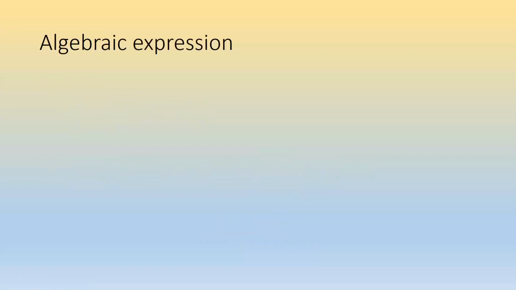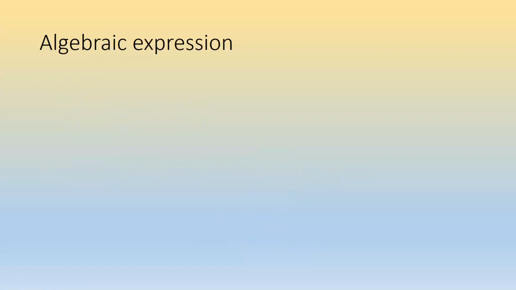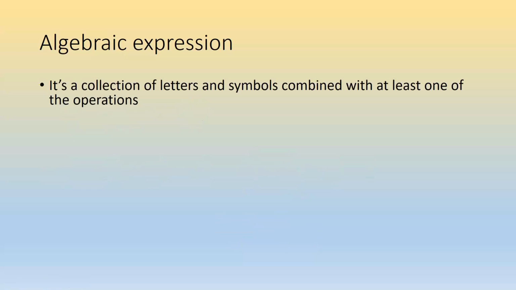So now that we have looked at fractions and the operations and how to do it, we'll move on to algebraic expressions. We are saying that it's a collection of letters and symbols combined with at least one of the operations. So you can have one operation, you can have two operations.